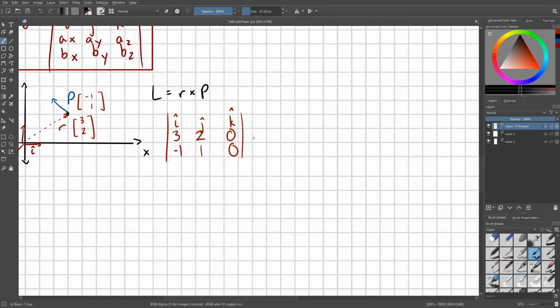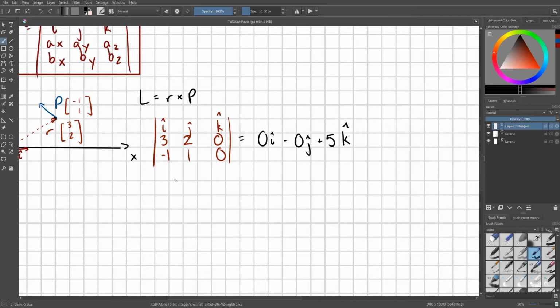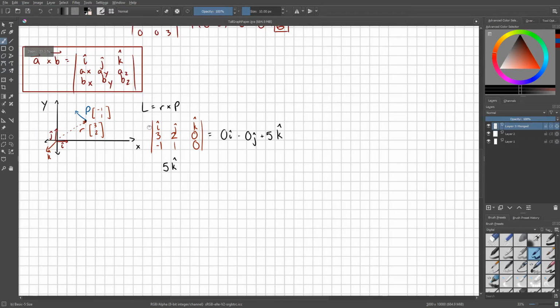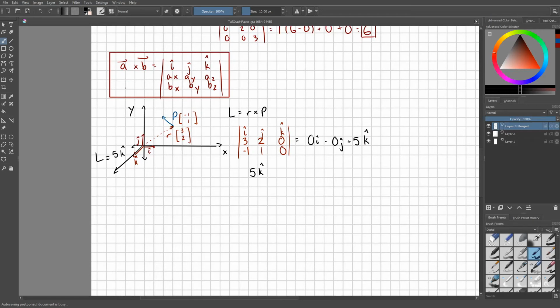So, when we calculate this determinant, what we're going to end up seeing is that our I term becomes 0, so we get 0 I hat minus 0 J hat. The only term that we get a non-zero value for is the K, in which we get 3 minus a -2, which is 5 K hat. So that is rather interesting. So we see that when we take the cross product of two things in the xy plane, we get a vector that is perpendicular to that plane. And that's our angular momentum.